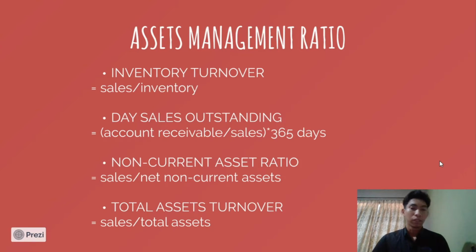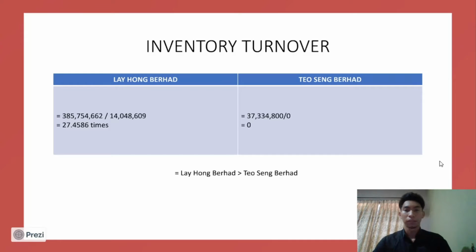For days sales outstanding, account receivable divided by sales times 365 days, which is 1 year. Non-current asset ratio is sales divided by net non-current assets. And for total assets turnover, sales divided by total assets.